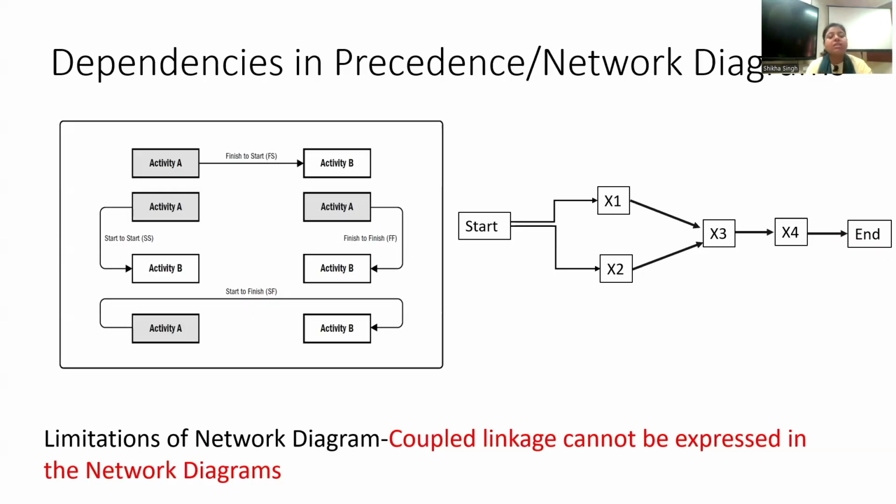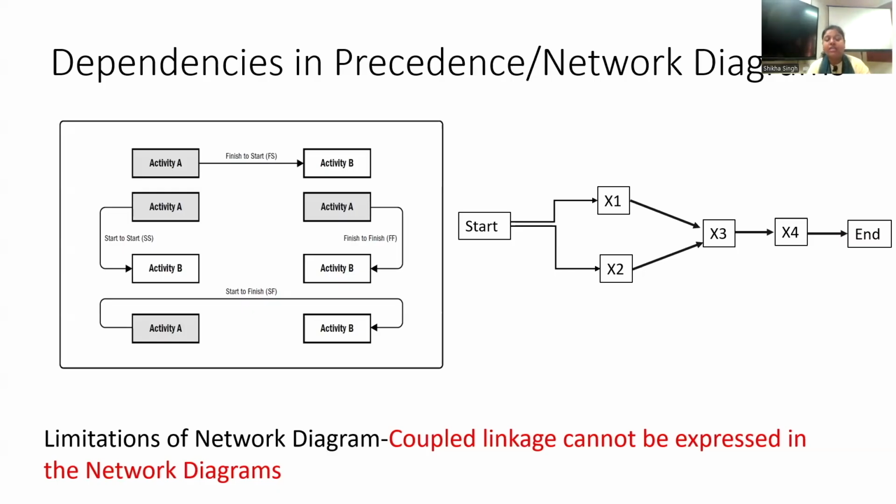Then the last one is start to finish. One is starting, another is finishing. So again, one professor finishes the lectures, then only the next professor can teach, right? So one is starting, and the other activity must be finished. That is the start to finish relationship, right?